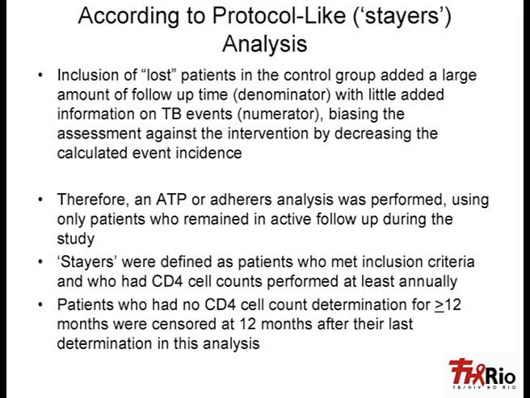So we made this sort of adherers analysis. It's not much of an adherence. They're supposed to come in 3 times a year, and we said, well, if they came just once, then we'll keep them. If they went past 12 months, then they were censored at 12 months after their last determination or last visit. Anyway, this is a secondary analysis, of course. So here's all the data.